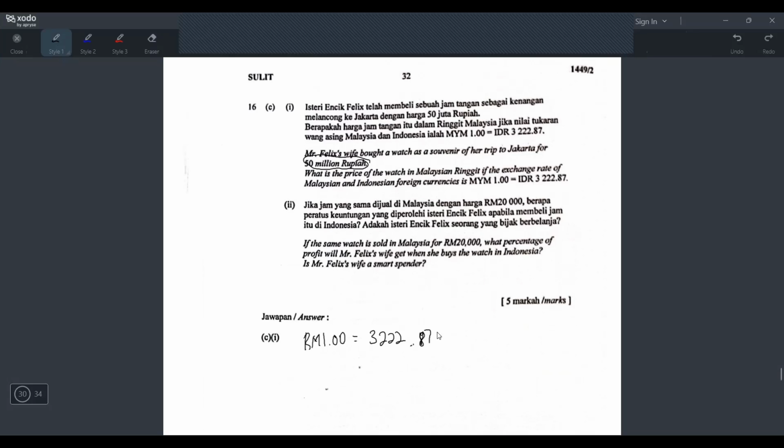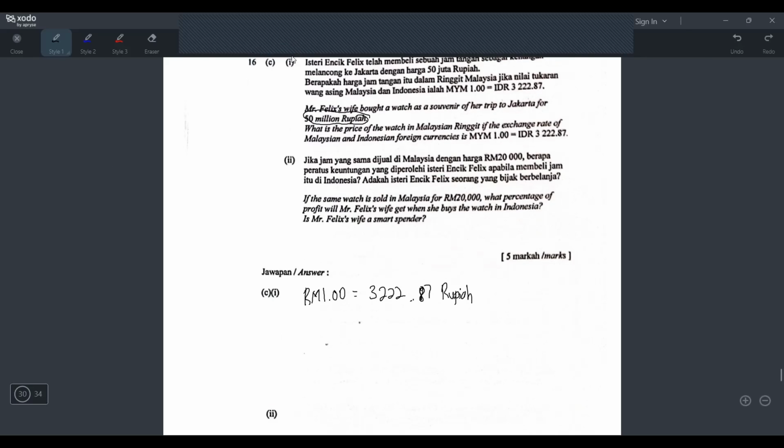3222.87 rupiah. So now they want to convert the price of the watch to Malaysian ringgit. But I already know the watch is 50 million. Million means how many zeros? Six. Yes, 50 million means 50 times 10 to the power 6. It means 50 and then 000 and then 000 rupiah. That's what it means. So how do we convert this to RM?